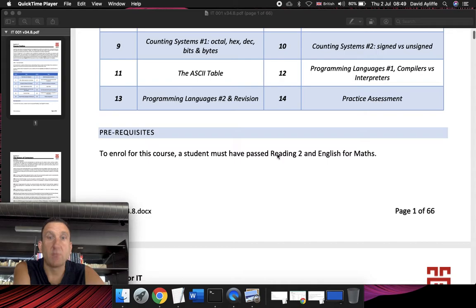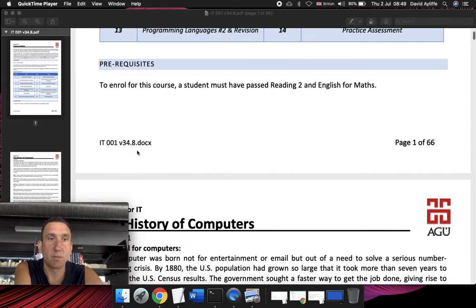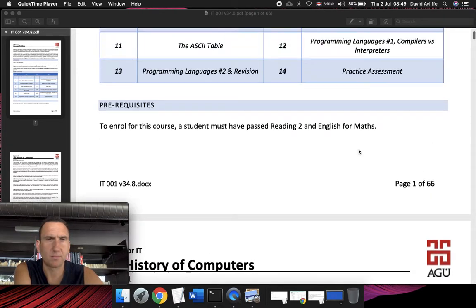To enroll for this course, you must have passed Reading 2 and English for Maths. Those are the current prerequisites at the moment. And we're using version 34.8 of the booklet.